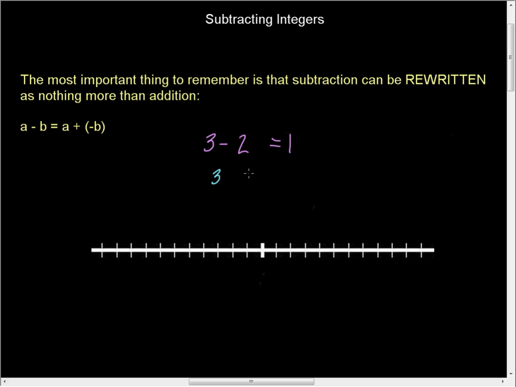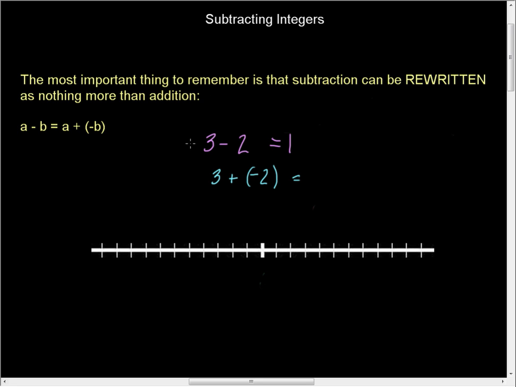According to this rule, we can rewrite the subtraction as 3 plus negative 2. I put the negative 2 in parentheses just to show you that it is a unique number, that the minus sign goes with the 2. It's not minus, it's plus a negative 2.